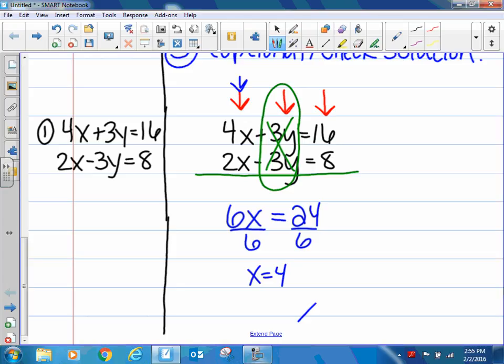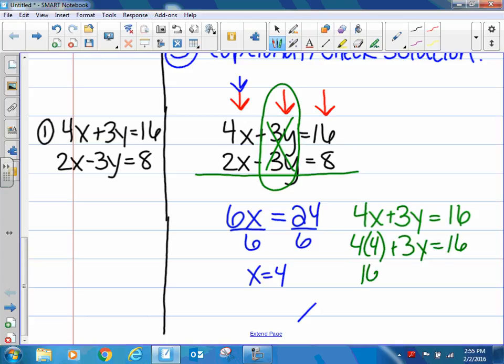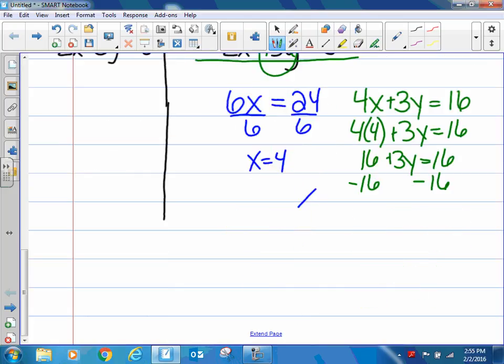So I'm going to plug it back into 4x plus 3y equals 16. I already found x to be 4, so I'm just going to plug it right back in. 4 times 4 plus 3y equals 16. 16 plus 3y equals 16. I'm going to move my 16 over, and I'm left with 3y equals 0, so my y value is 0.